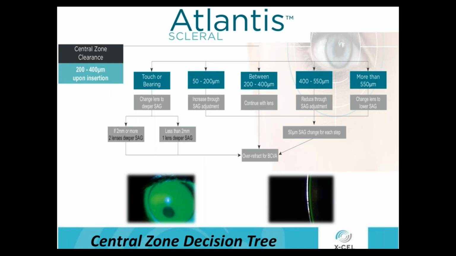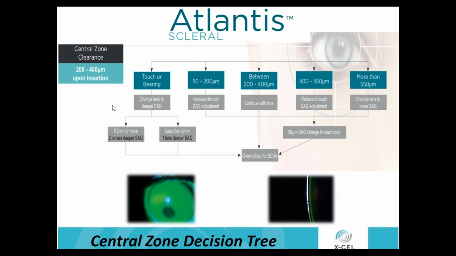A nice thing that we've done with our new design, and trying to get the practitioners and our consultants to follow the same kind of flow chart, is we've made this decision tree that comes with our fitting set, and it makes it very simple to analyze what I'm going to do once I've got my goal. So our goal here is to get 200 to 400 microns of clearance upon insertion. And then I can observe what I see and go down my decision tree to make my next step.